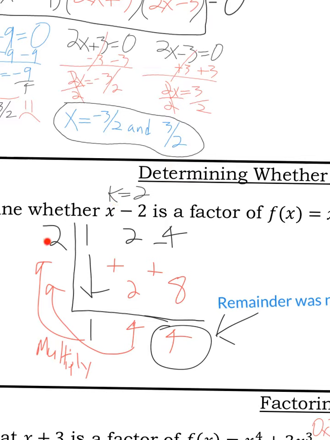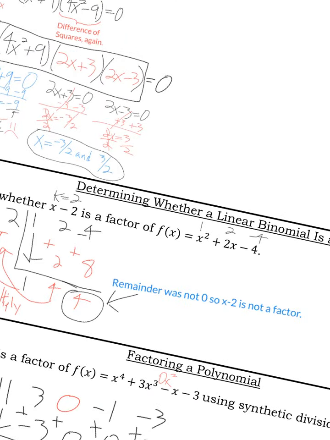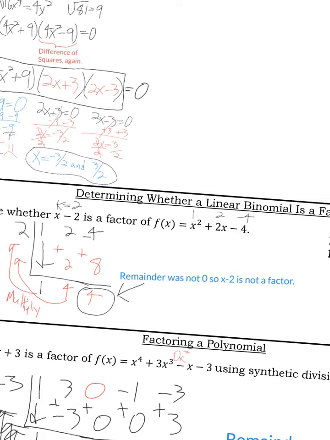And so you put the 2 on the outside, the coefficients 1, 2, and negative 4 on the inside. Bring down that front number, and then multiply to the outside. So I get 2. What's 2 plus 2? 4. What's 4 times 2? 8. What's negative 4 plus 8? 4. So that remainder was not 0, so x minus 2 is not a factor. Okay? That's all there is to it.